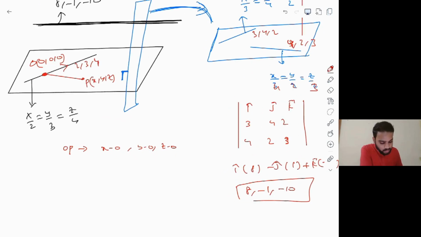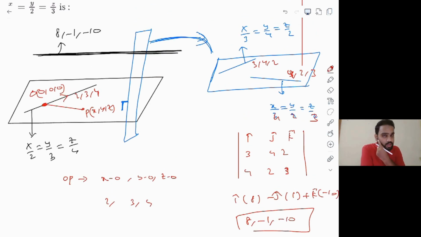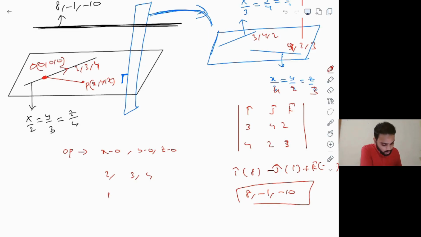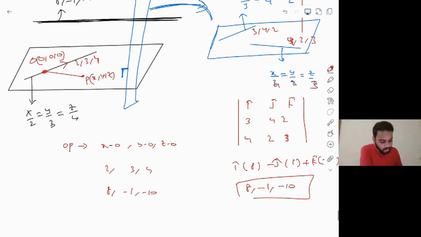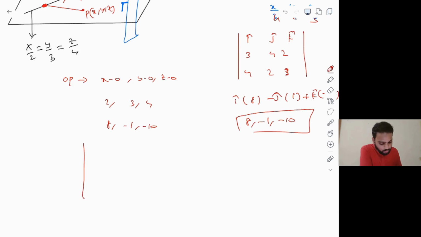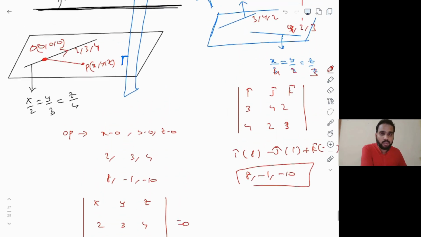And what is the other line which is in this plane? That has the drs 2, comma 3, comma 4. Now once again, I have written the drs of two lines which are lying in this plane. Along with that, I need one more drs, which is nothing but the drs of the parallel line there, that is 8, comma, minus 1, comma, minus 10. Now my idea is to simply apply the determinant to these coplanar lines or parallel lines. So x, y, z, 2, 3, 4, 8, minus 1, minus 10. And once you expand this determinant, you're going to get the required equation of the plane.